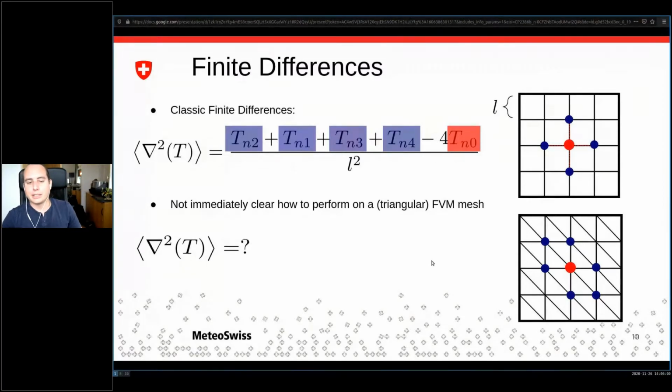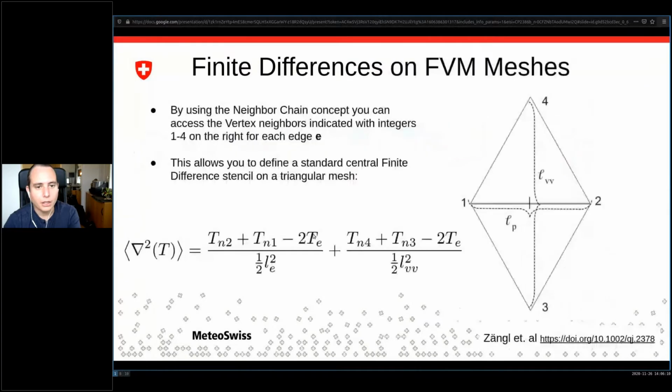However, it's not immediately clear how we would want to do this on an FVM mesh, because again, we do not have these immediately clear north, south, east, west relations. So how can we do this? And well, here is exactly where the neighbor chain concept is going to help us.